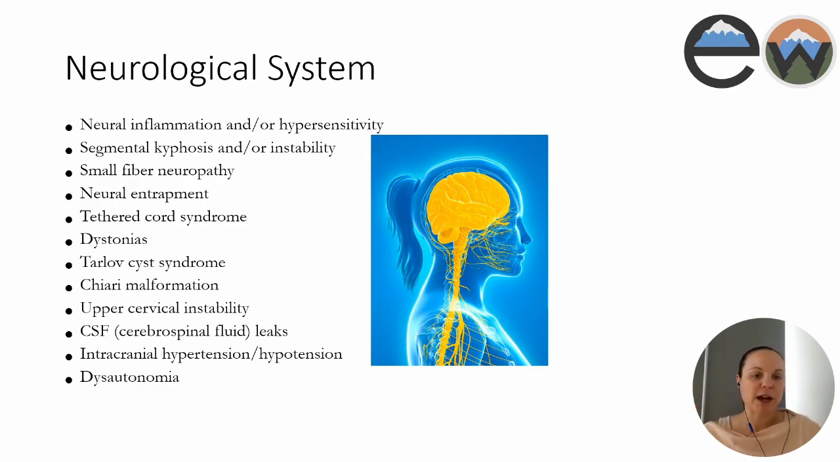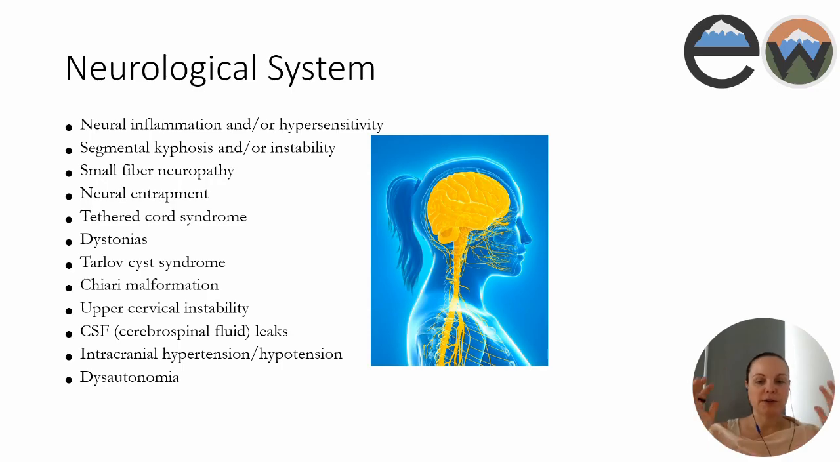Neural entrapment, where nerves get stuck in between connective tissue or bone, so it pinches down on the nerve. Tethered cord syndrome is an issue with the lower end of the spinal cord, which I will talk about ad nauseum. I am sure there's already a four-part neurological inflammation series that starts to explain that on YouTube. Dystonias, so abnormal muscle twitching and movement, especially repetitive, that happens. Tarlov cyst syndrome, which is a cyst-like formation that develops off of the spinal cord nerve root area. That's abnormal cerebrospinal fluid movement.